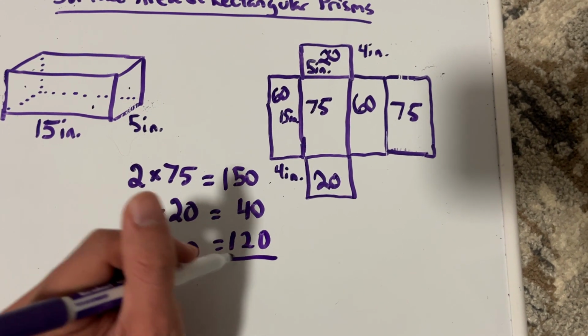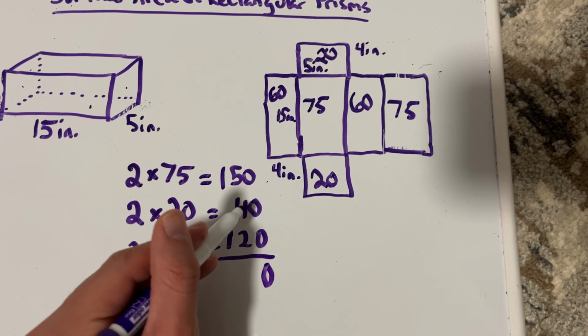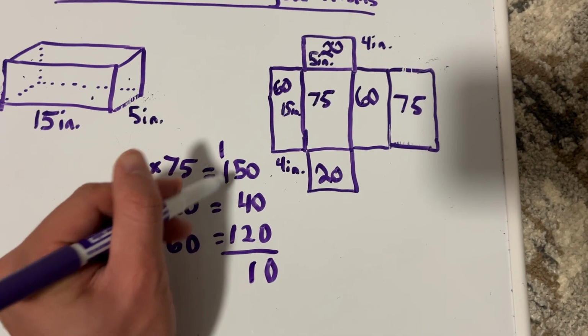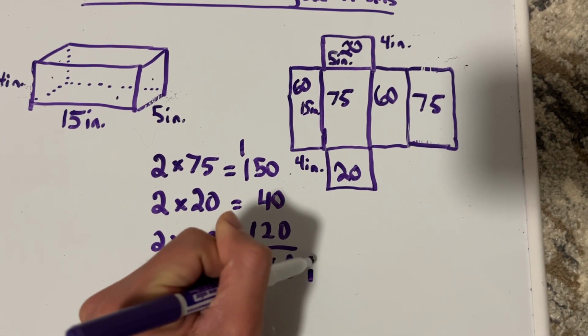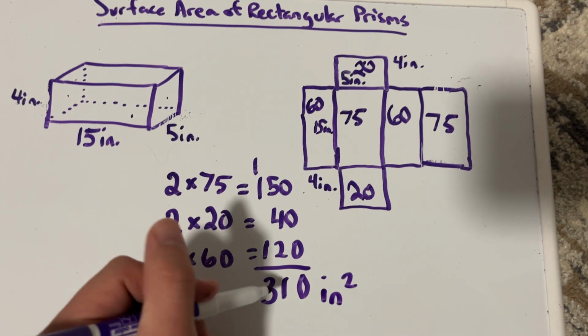This is much easier to add now. 0, 0, 0 makes 0. 5 plus 4 plus 2 is 11. 1 plus 1 plus 1 is 3. And these are going to be inches squared because this is still area, not volume.